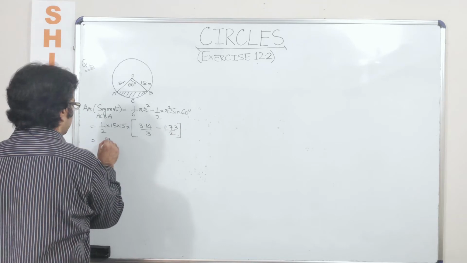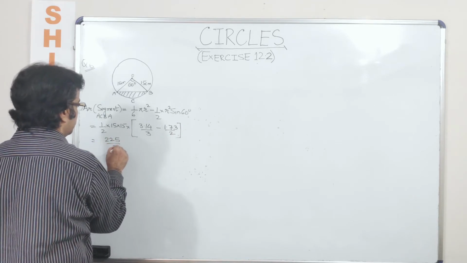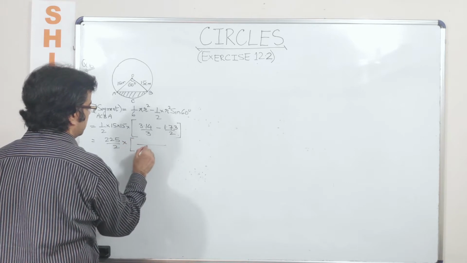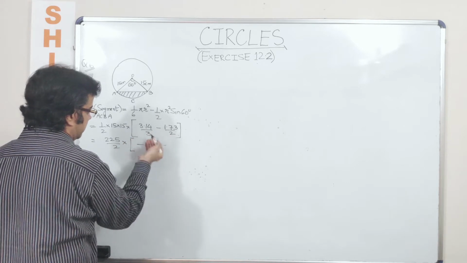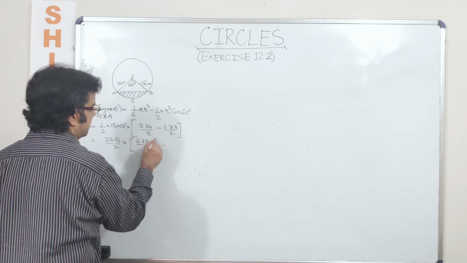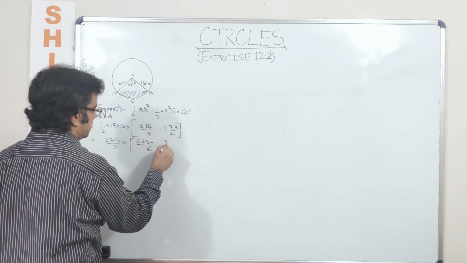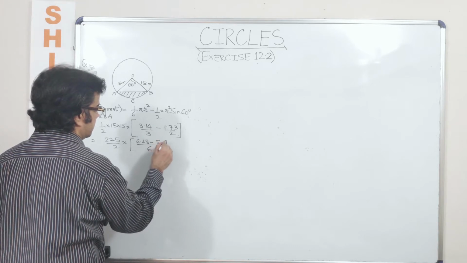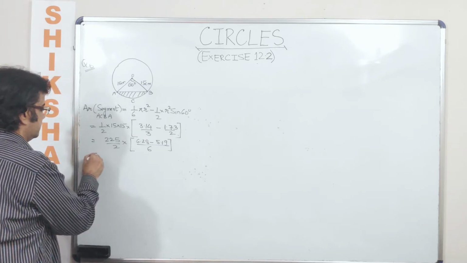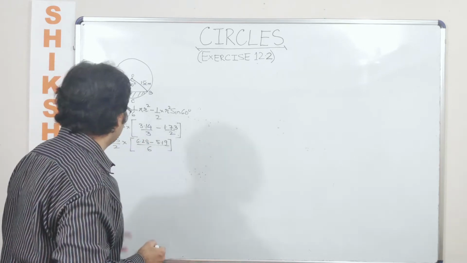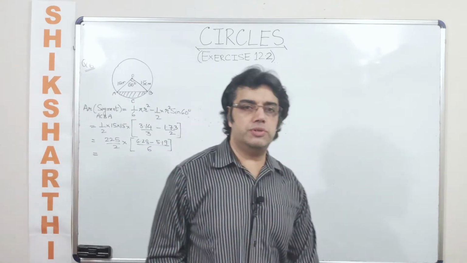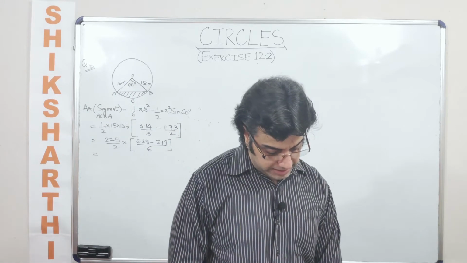So this is just like saying 225 divided by 2 into, once I take the LCM, 6.28 minus 1.73. We will just calculate in a few minutes what the final answer is here. But we know how to find out the area of the segment that has been formed.